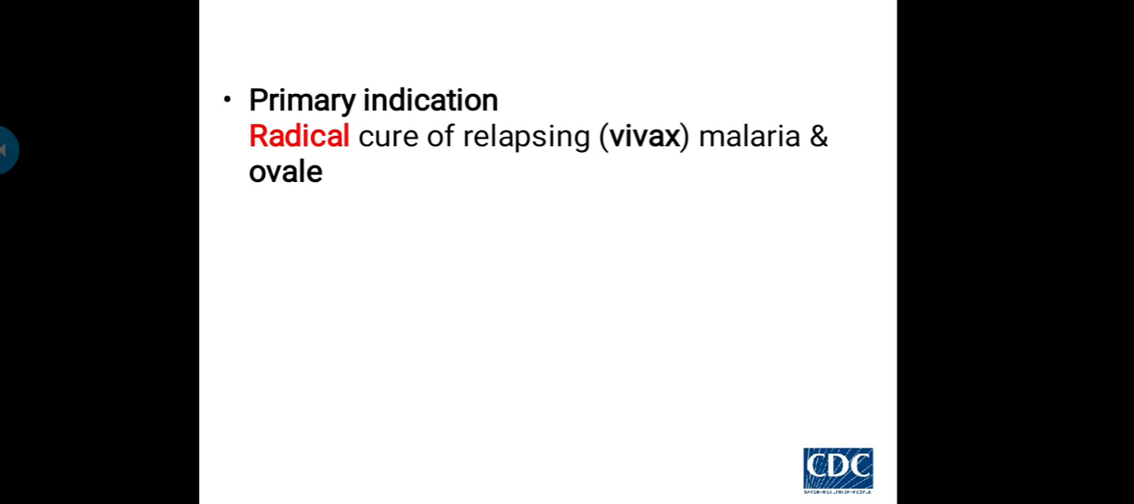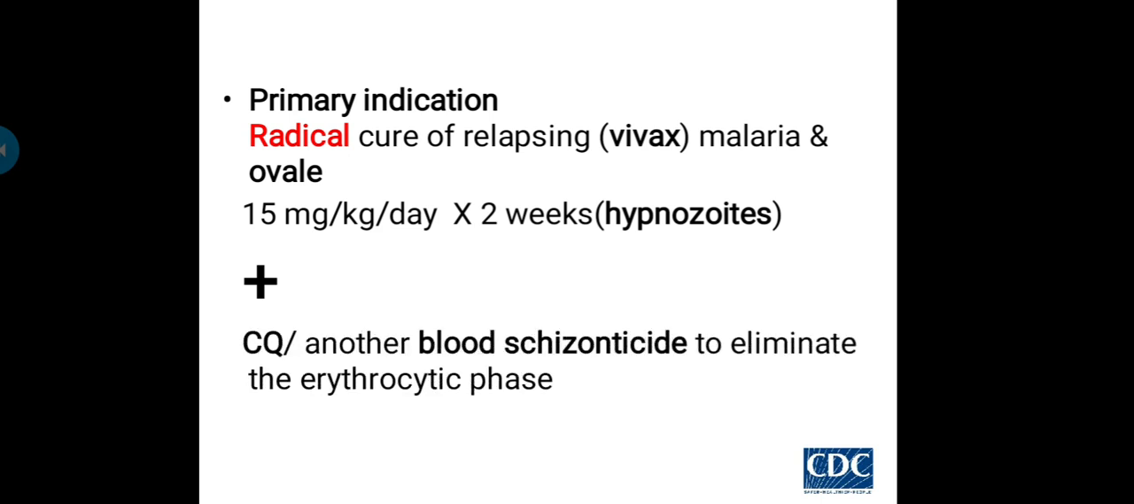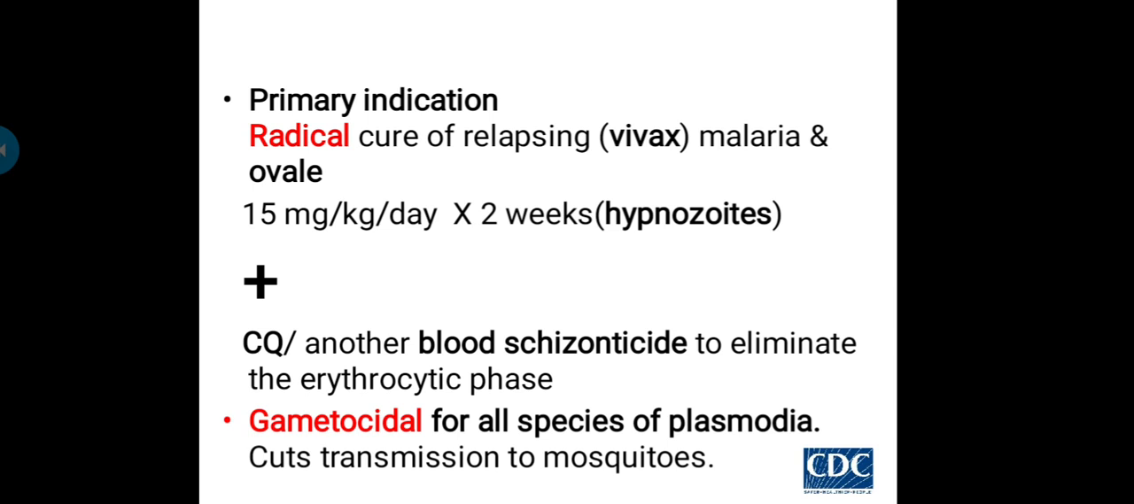So its primary indication is radical cure of the relapsing vivax malaria. When there is chance of relapse, we have to use primaquine, and the dose is 15 mg per day for 2 weeks. And chloroquine and other blood schizonticides to eliminate the erythrocytic phase are used to prevent the relapse. It is gametocytocidal for all species of Plasmodium, cutting the transmission to the mosquito.